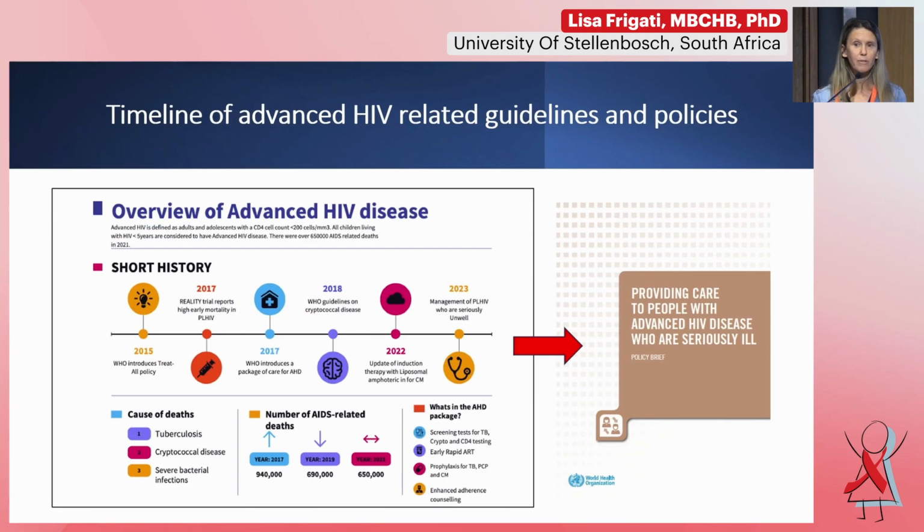Alongside this, there's been a lot of developments with cryptococcal meningitis, especially the AMBITION trial, and this led to WHO updating their cryptococcal meningitis guidelines last year. And finally, in 2023, WHO has come with a policy brief on providing care to people who are severely ill.